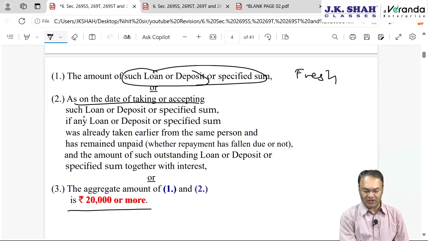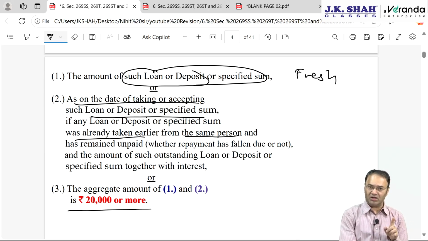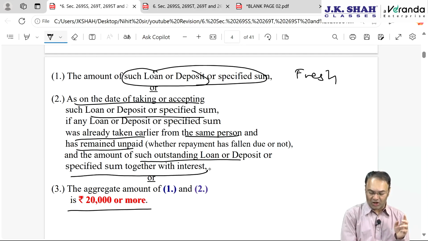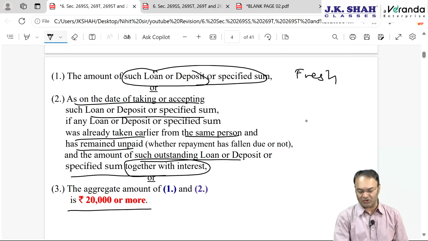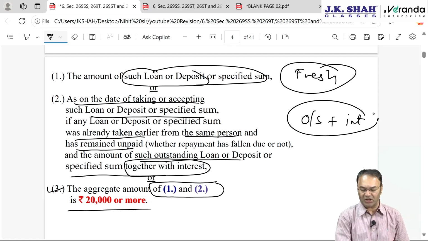Or as on the date of taking or accepting the loan, deposit or specified sum, if any loan, deposit or specified sum was already taken from the same person and is outstanding, already taken, if it is repaid then outstanding is 0 or below 20,000, then no problem. If the outstanding amount along with interest, outstanding means remaining unpaid, together with interest is 20,000 or more, and number 3, 1 plus 2 combined together, that is fresh plus outstanding and interest combined together, is 20,000 or more.